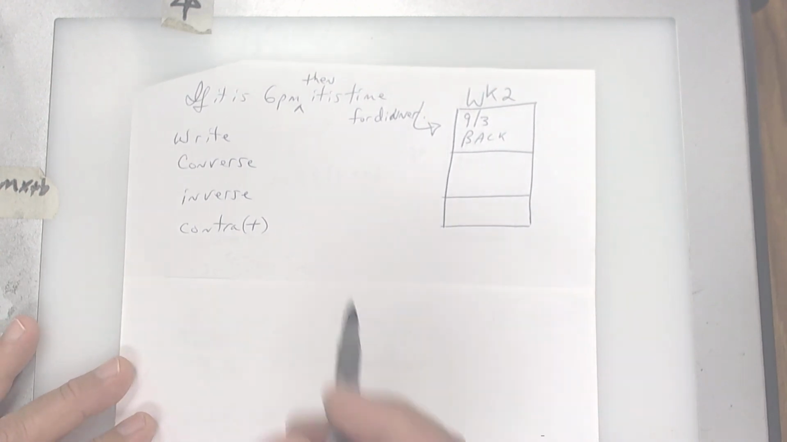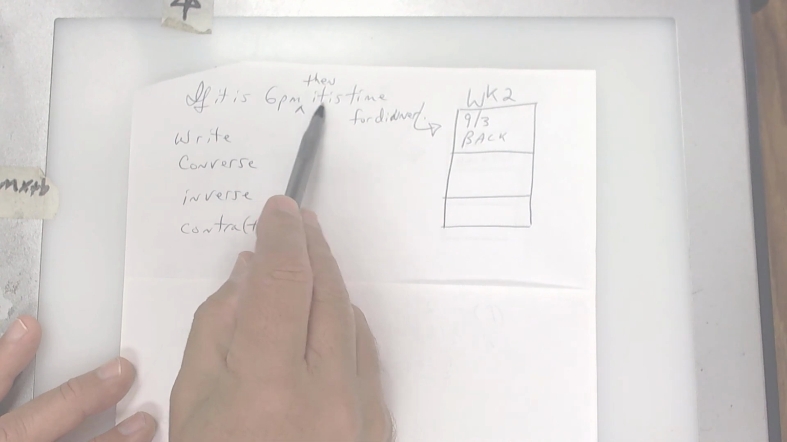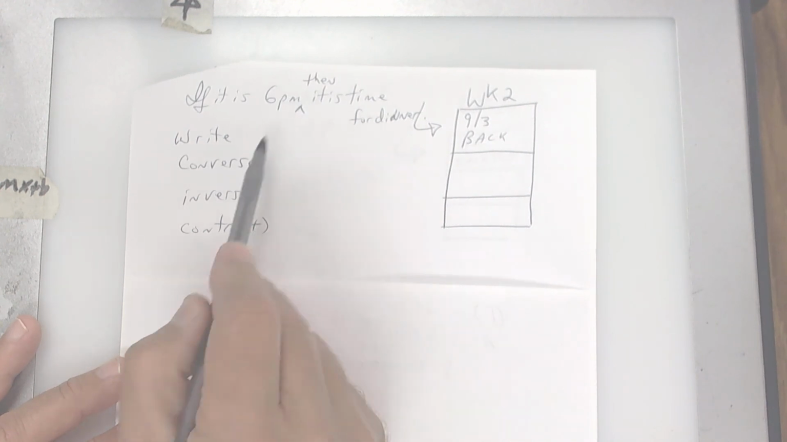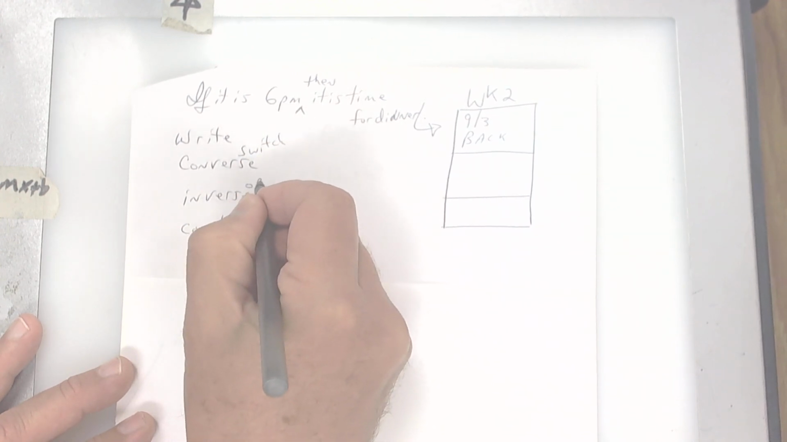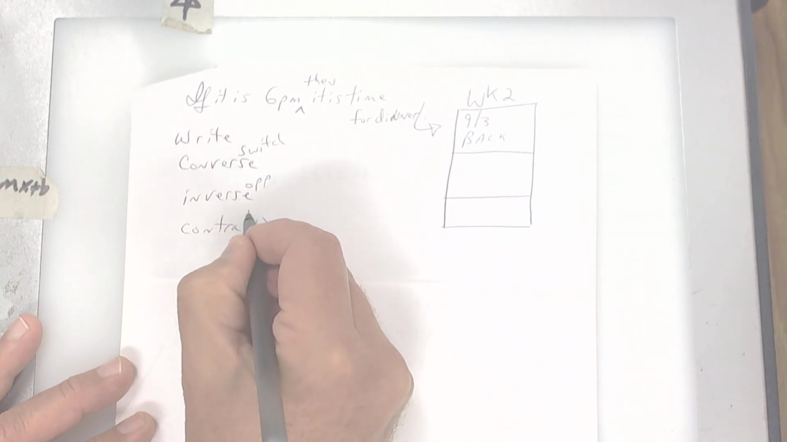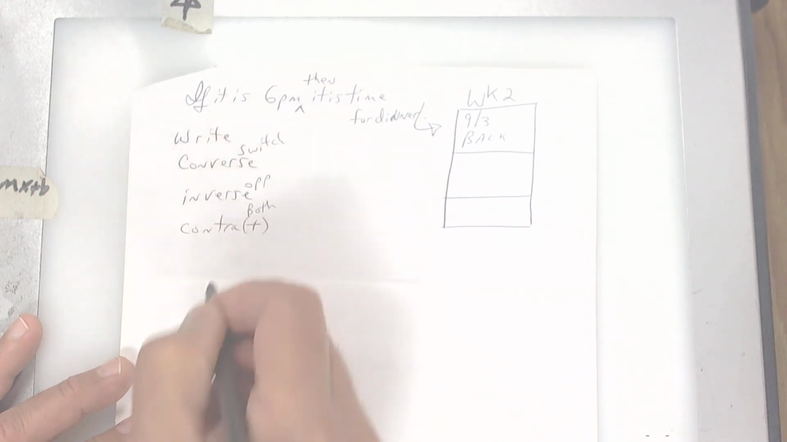Let's take a look. If it is 6 p.m., then it is time for dinner. The converse, you switch. Write that down so you know. Inverse is opposite, and contrapositive is both of those. That's how you memorize this, okay?